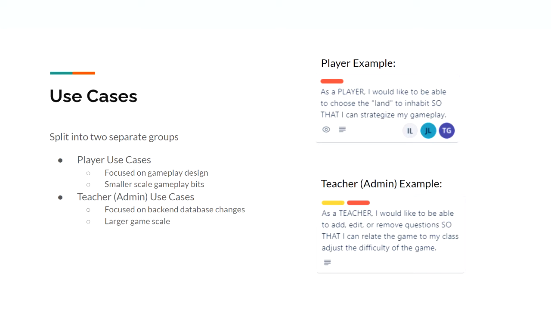An overview of our use cases, we sort of split our use cases into two separate groups. The first one being a player use case, which is more focused on the actual gameplay of the game. Stuff like whenever I click a button, I want a question to appear, or whenever I answer a question correctly, I want that plot to become mine, and I want to be able to see that so I can strategize where I move next. Sort of smaller scale gameplay focused things like that.